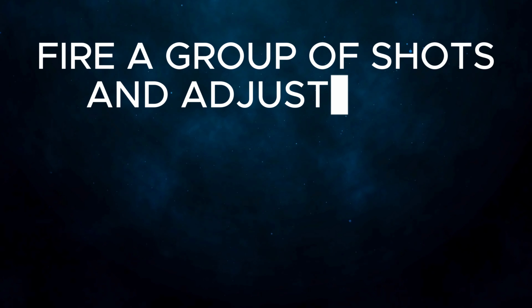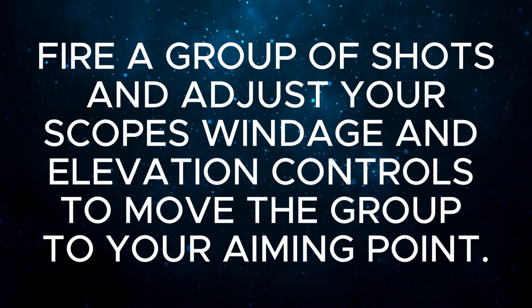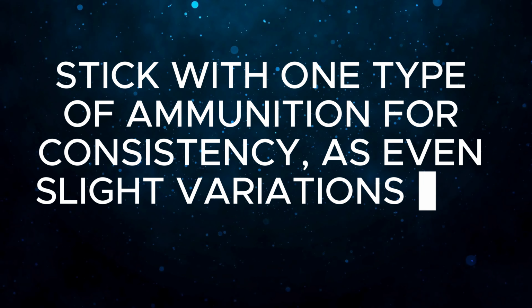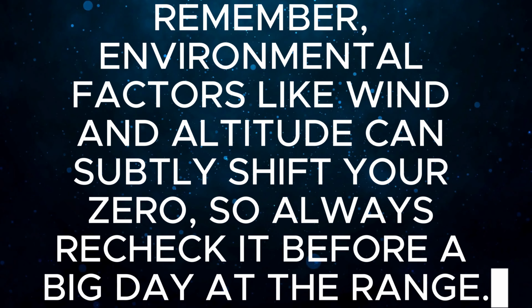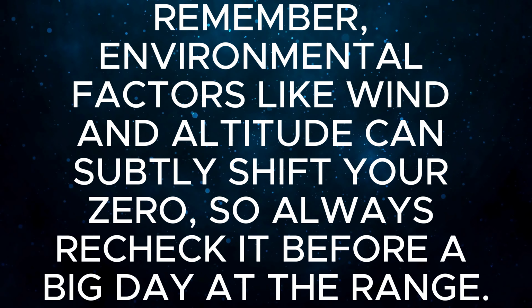Then fire a group of 5 shots and adjust your scope's windage and elevation controls to move the group to your aiming point. Stick with one type of ammunition for consistency, as even slight variations can impact your results. Remember, environmental factors like wind and altitude can subtly shift your zero. So always recheck before the big day at the range, and think of zeroing as tuning an instrument.